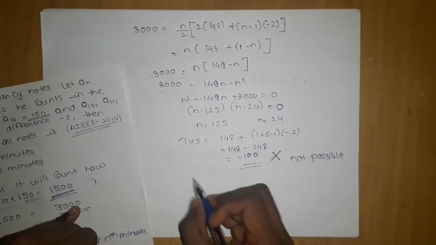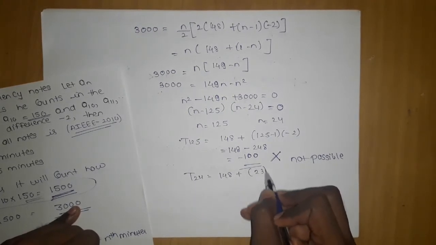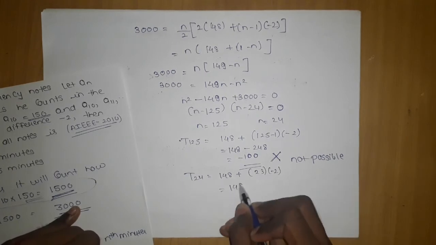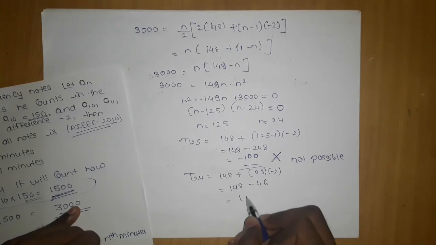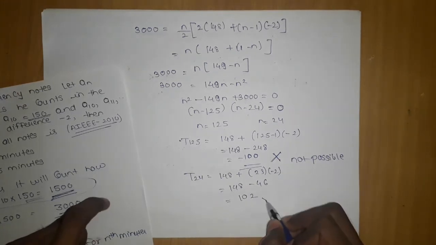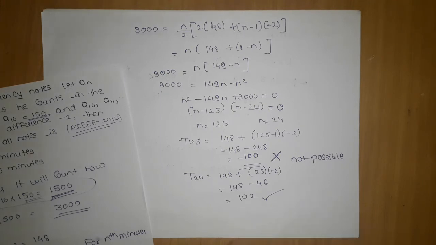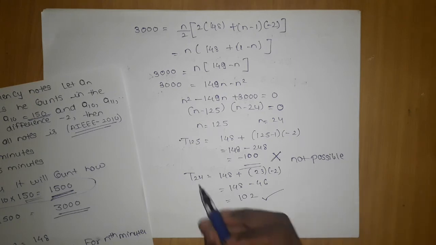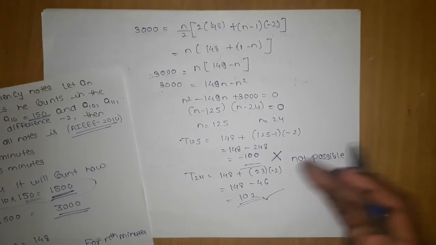While if you try to get t24, you can see 148 plus 23 into minus 2, which will be 148 minus 46, so it will be 102. So yes, this is correct. At t24 he has counted 102 notes. In the 24th minute, like in the 1st minute he was counting 150 notes in the starting, similarly at the 24th minute he will be counting 102 notes, and so on, the speed will be decreasing.